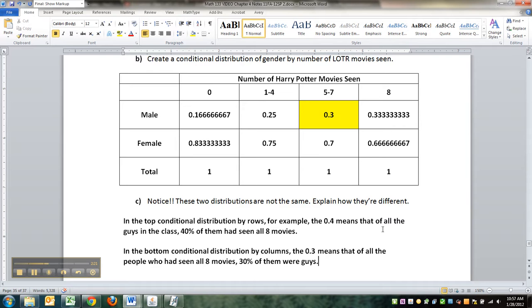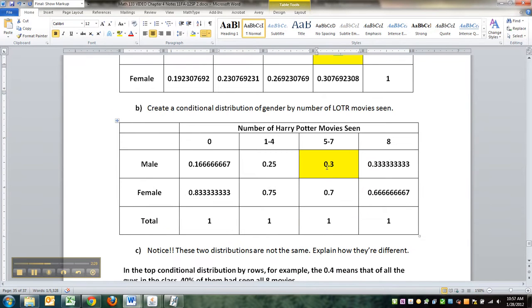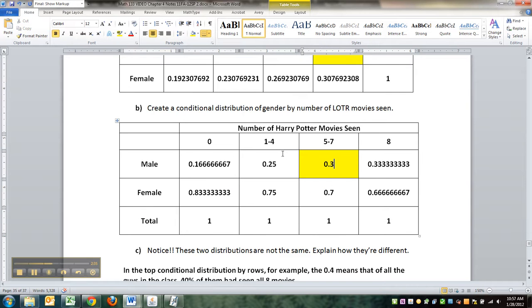They're kind of like the opposite of each other, right? So this one's saying, hey, look, out of all the guys, 40% of them have seen 8 of the movies. Whereas this one's saying, out of all the people that have seen all 8 movies, 30% of them are guys. They're kind of opposite of each other. I mean, you can do that with any of them.